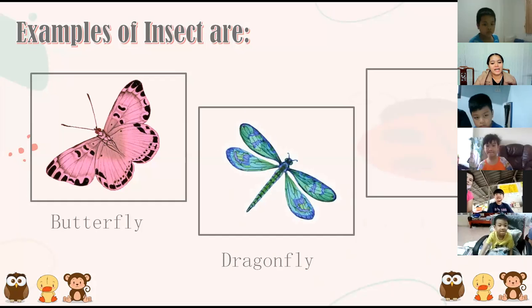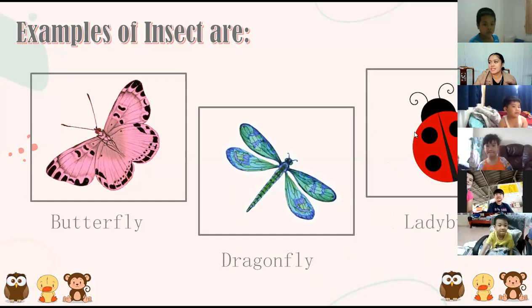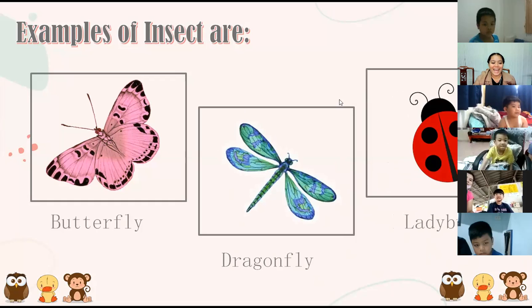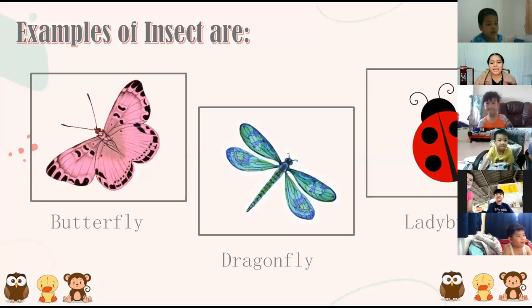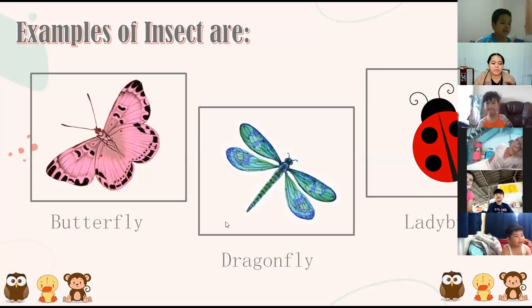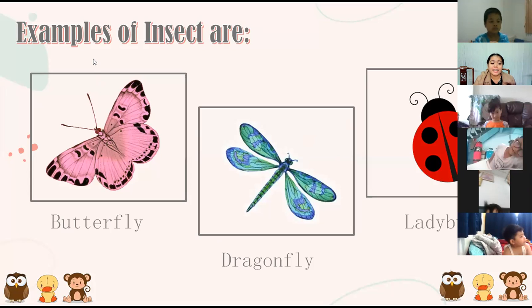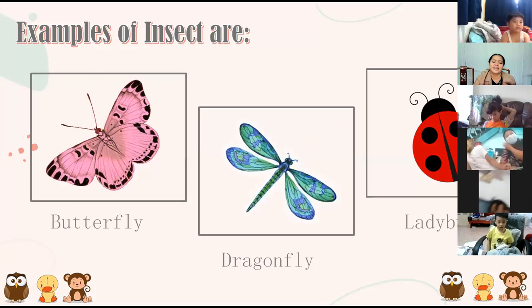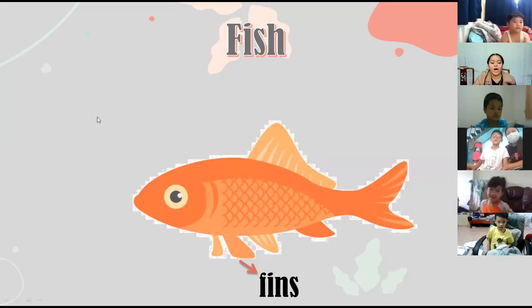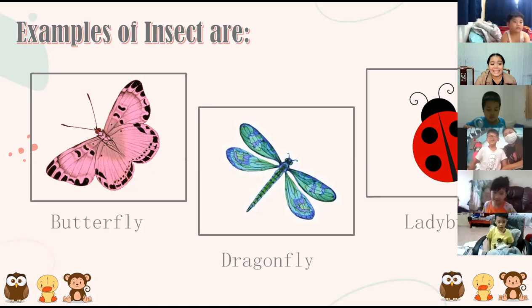Okay, next. What's this? Dragonfly. And what is this? Ladybug. Are they an insect or a bird? They are what? Insect or bird? Insect. Very good. Okay. Those are some examples of insects.